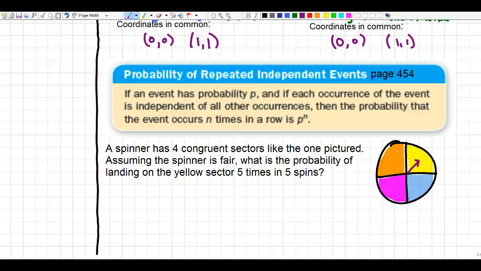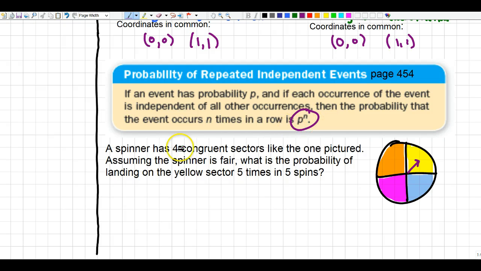Now let's go ahead and try some real-life situations that involve powers. Probability tends to be something that we talk about when we talk about powers, because probability raised to a power is how we do the probability of an independent event. This yellow box here was taken from page 454 in the textbook. If an event has probability p, and each occurrence of the event is independent of the others, then the probability that the event occurs n times is p to the n. So p is your probability, n is the number of times that probability occurs. That looks like a power function, a base raised to a power.